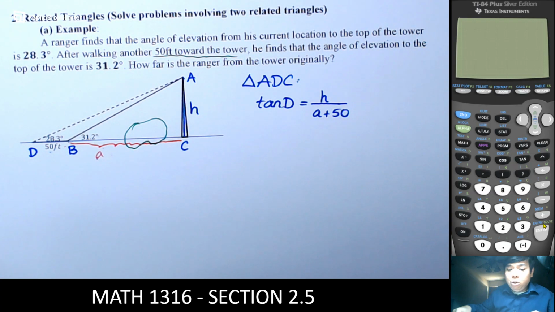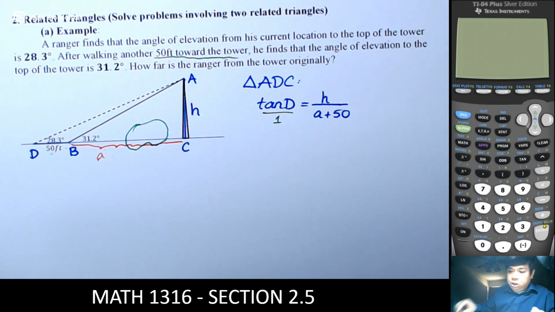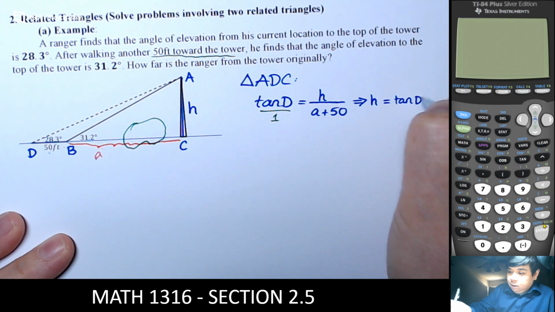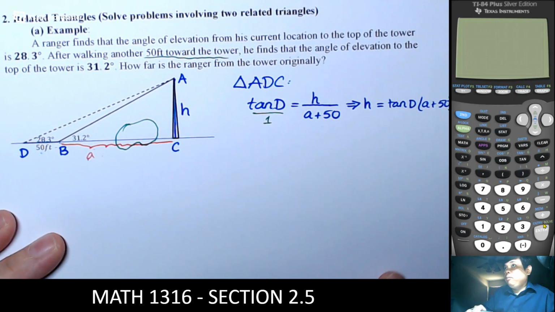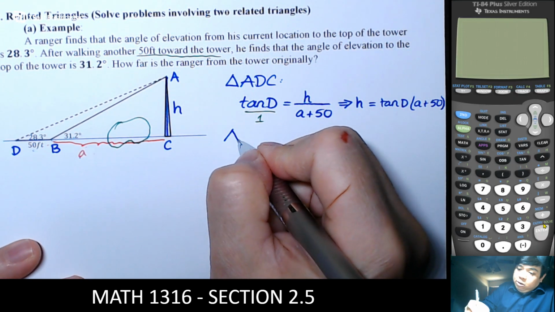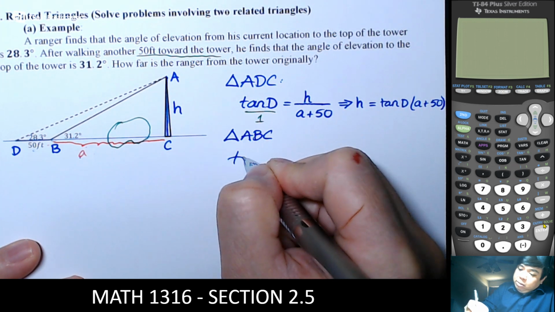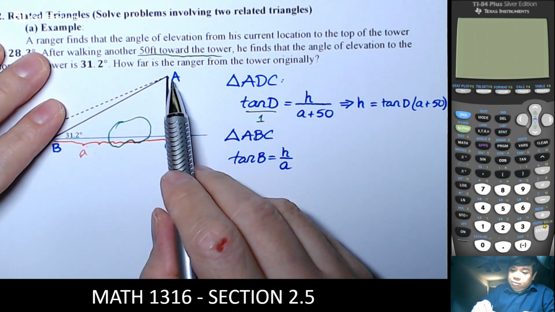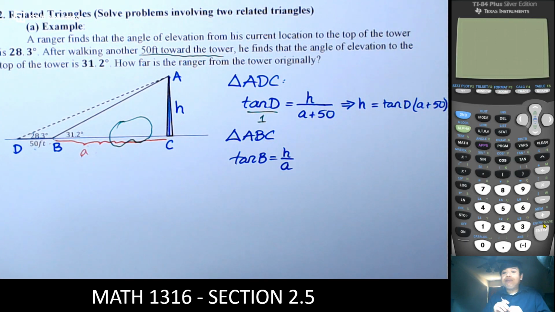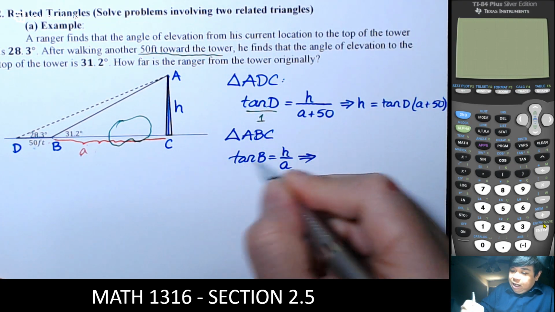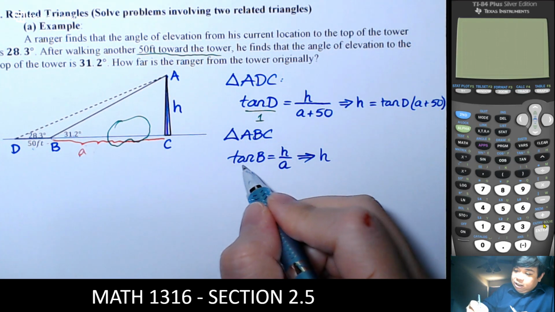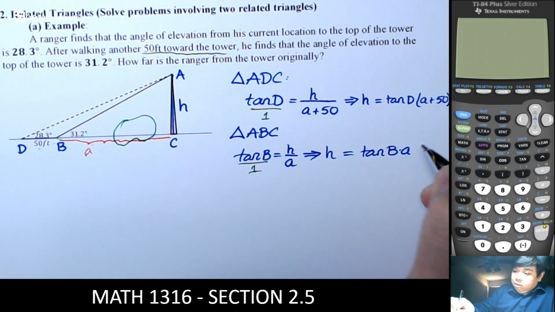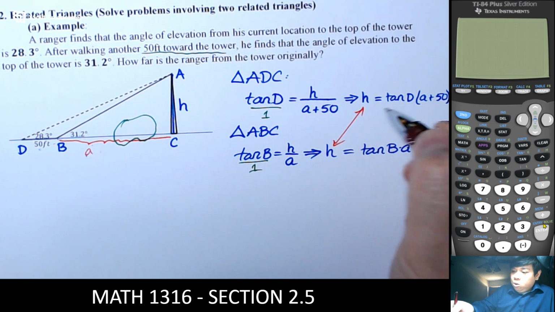And with that, if we cross multiply, we have H equal to tangent D times A plus 50. Okay. Now let's look at the triangle ABC. Now we have tangent B is H over A. Right? Opposite over adjacent, that's tangent. And that gives us H. If we cross multiply again, we have H equal to tangent of B times A. And the nice thing is that both of these are equal to H, so they will equal each other.